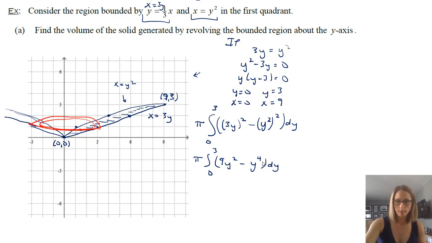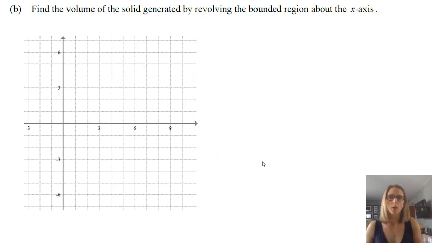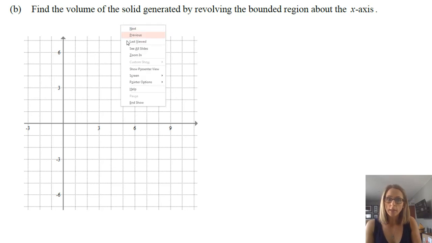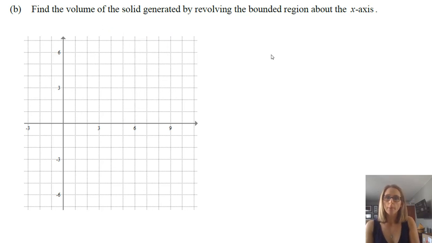Now, in contrast, we have the same exact thing, but we're being asked what would happen if we revolve that same region around the x-axis. So I want to show you the difference here. So we have this, we have 2, 1, 1. Okay, so we have our line, so it's the same region.